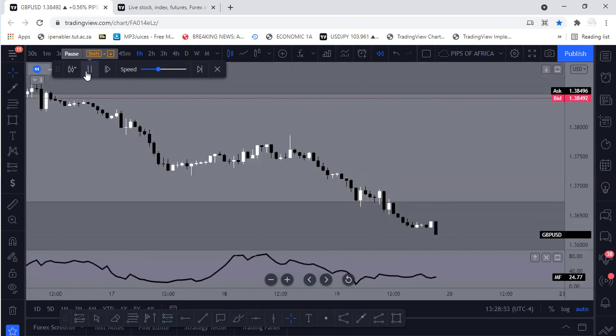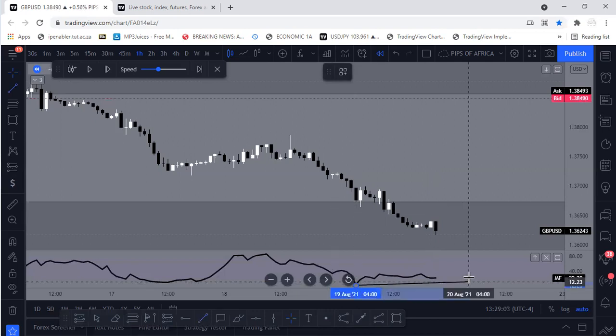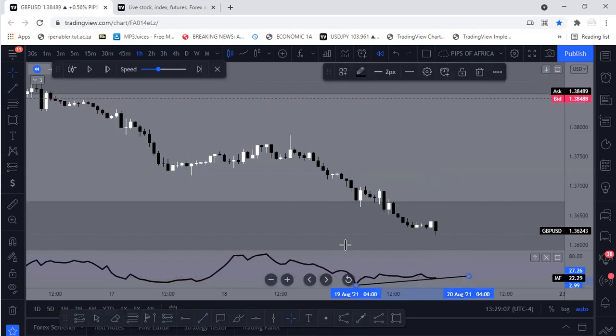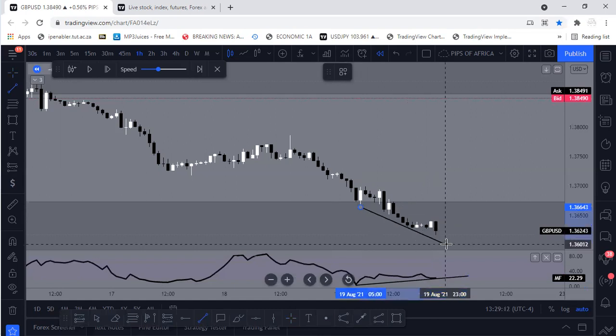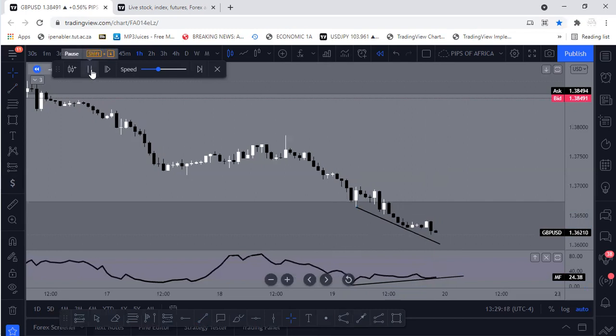The price went up, it went down, still here. What do we see? We see the divergence from this low to here. And then the price is showing us what? Showing us that the price is going down, right? Let's wait and see.